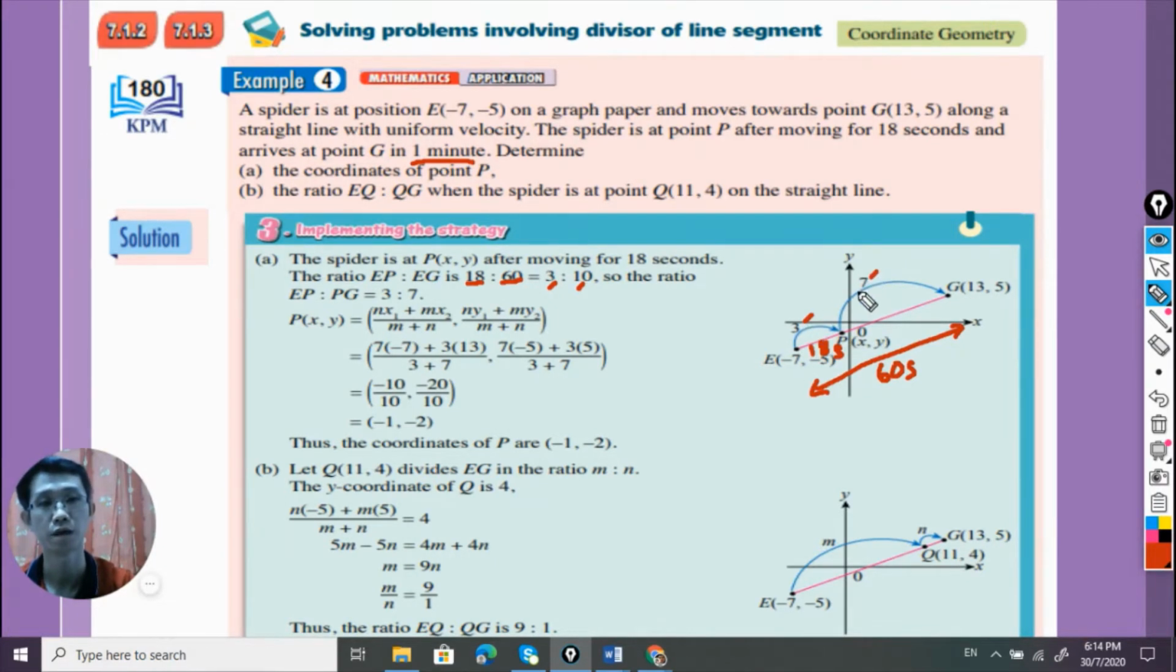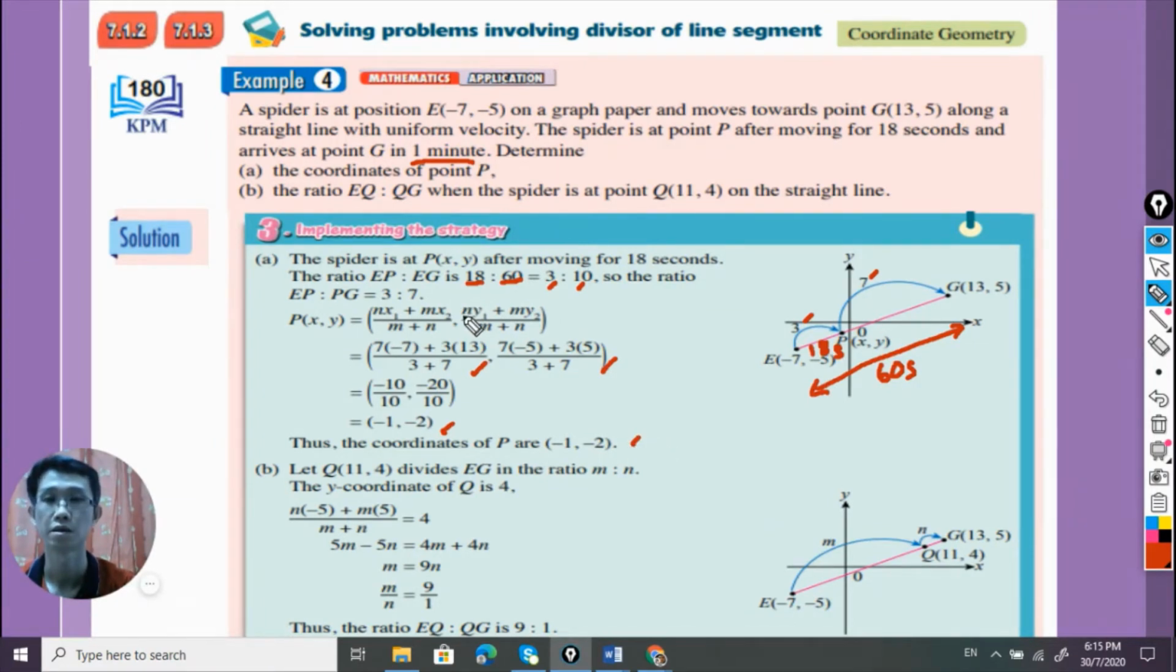After we get the ratio, the m and the n, we can substitute into the section formula, the formula for divisor of a line segment, to get the coordinates of point P. The x-coordinate of P is n multiplied by x1, -7, plus m, 3, multiplied by x2, 13, over 3 plus 7. The y-coordinate is given by the n value 7 multiplied by y1, -5, plus m, 3, multiplied by the coordinate y2, 5, over the total sum of the ratio, 3 plus 7. After simplifying, we should get the coordinates of P, which is (-1, -2).